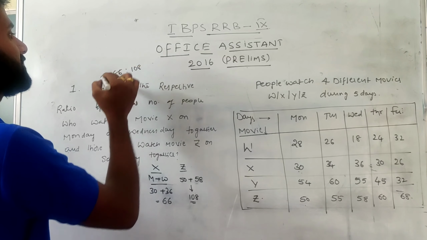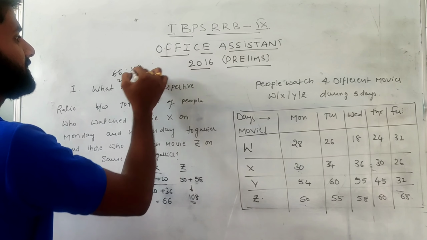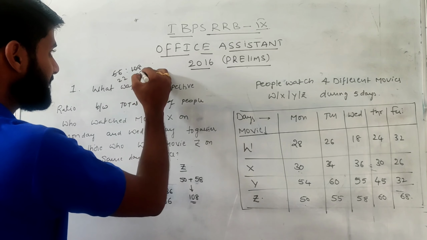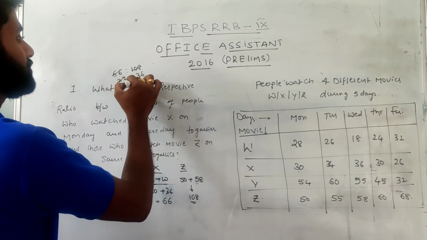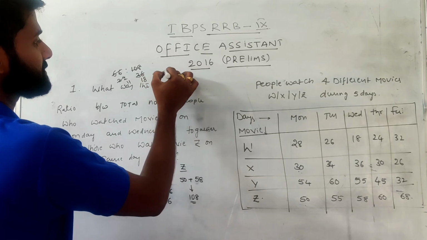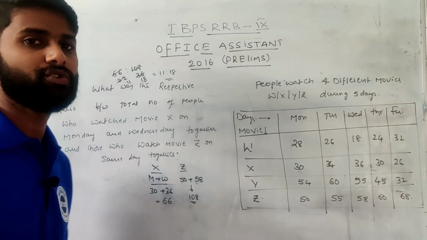So we'll go with the table of 3. 3 2s are 6, 3 3s are 9, and 3 6s are 18. So 2 11s are 22, 2 18s are 36. So the respective ratio is 11 is to 18.